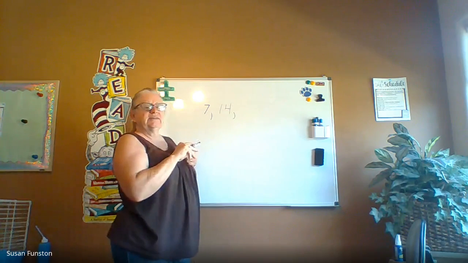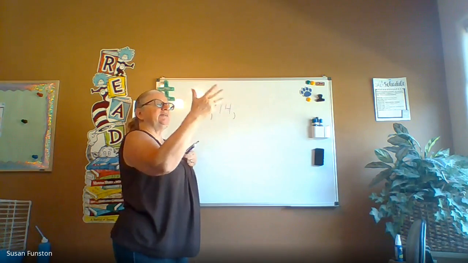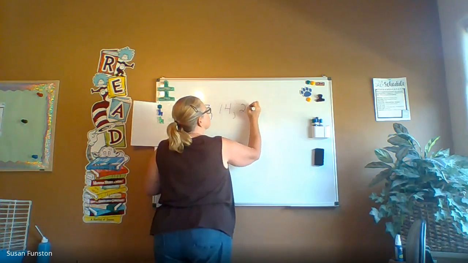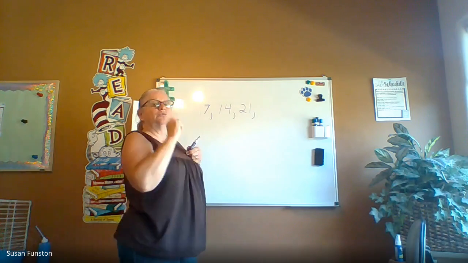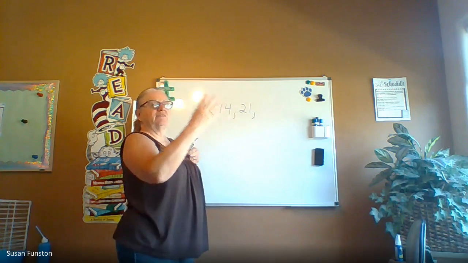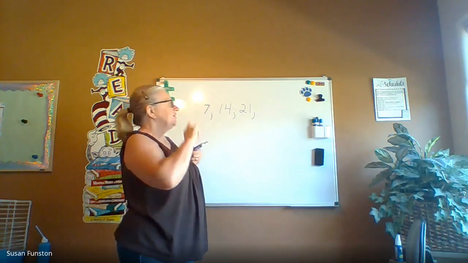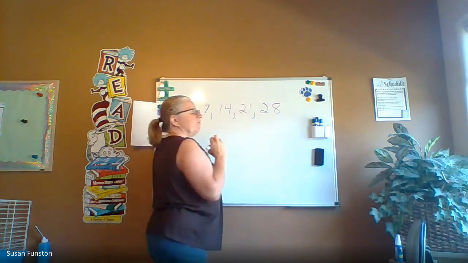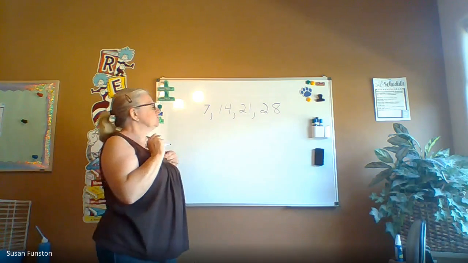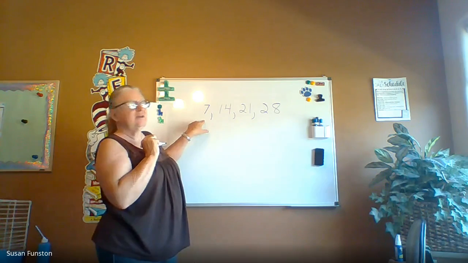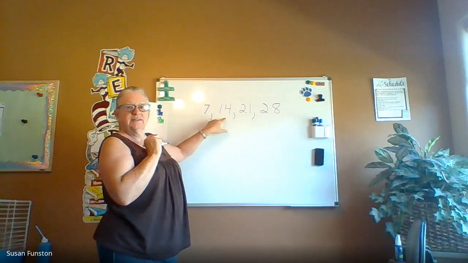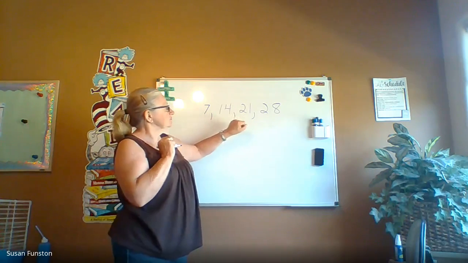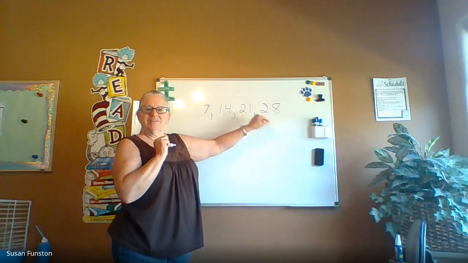And what will come next? 15, 16, 17, 18, 19, 20, 21. Okay, 22, 23, 24, 25, 26, 27, 28. Okay, let's count by sevens together. Ready? We're going to start with 7. Ready? Go. 7, 14, 21, 28. All right, great job.